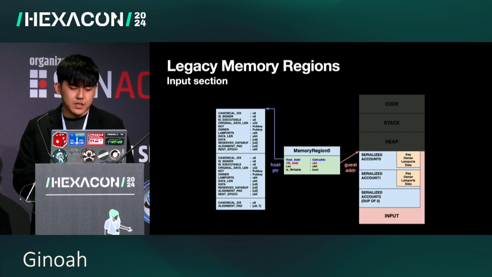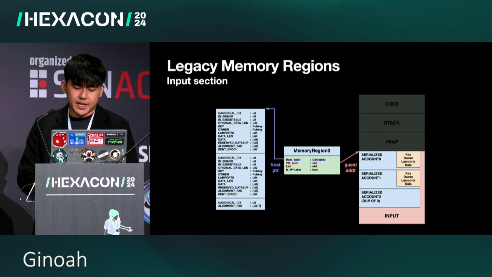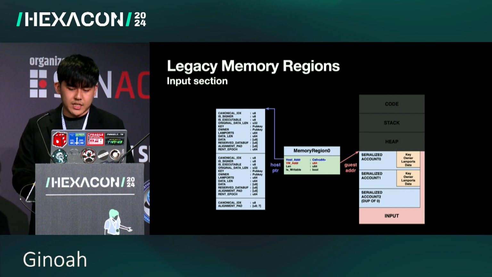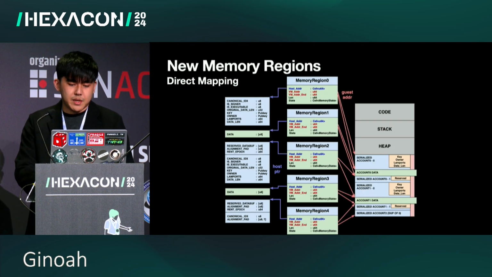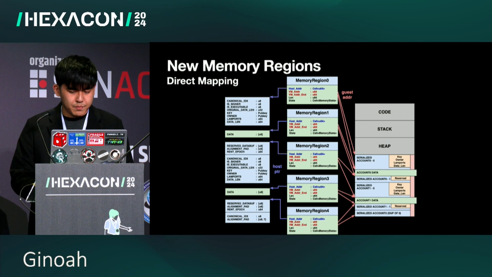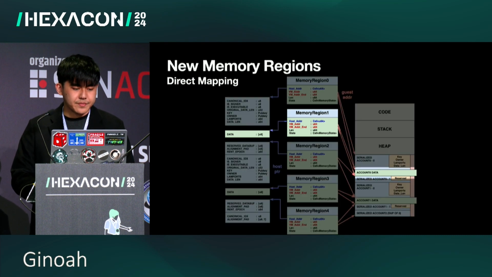In the legacy model, memory regions have their own dedicated buffer, with each section, such as input, having its own memory region mapped to a single large buffer. This memory region remains unchanged throughout its entire lifetime. However, in the new model, the data buffer is directly mapped into VM memory, but the other fields are not.